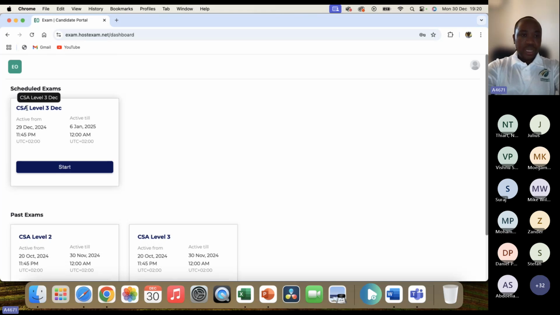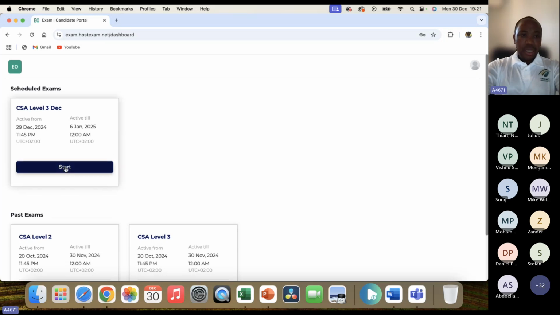That will be Cricket South Africa Level 3. And the window period for which you can write your exam will be for the 4th of January if you're writing on Saturday, and it will be for the 6th of January if you are writing on Monday. For the purposes of this demo, they have opened a window period for me from today until the 6th of January.